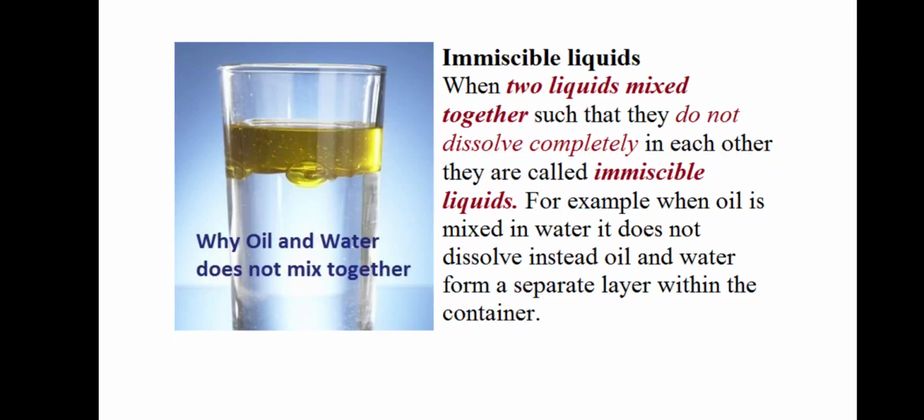So there are many instances when you actually get to see miscible liquids. And look at immiscible liquids. When two liquids mix together such that they do not dissolve completely in each other, they are called immiscible liquids. You again take two liquids and mix them together, and you notice they do not mix. As you can see in the example here, when you pour water into oil, they do not mix. You can try this example at home also. Take a small glass, pour some water in it, and pour some oil also into it, and you will notice the oil floats above the water. The reason is that oil is lighter than water, so oil floats above the water and they do not mix. So this is a case of immiscible liquids.